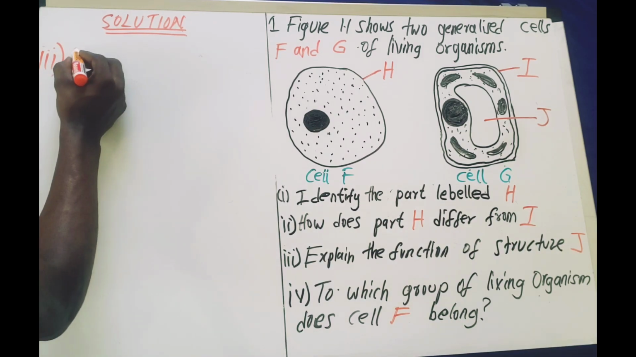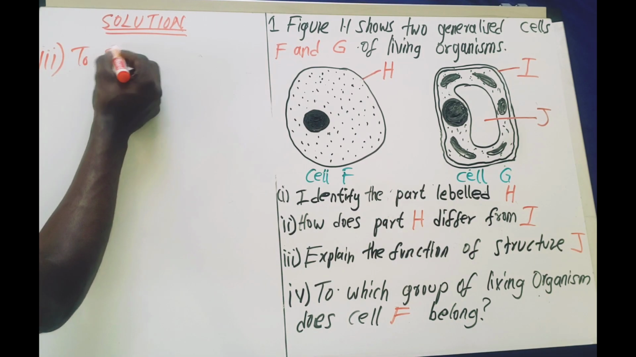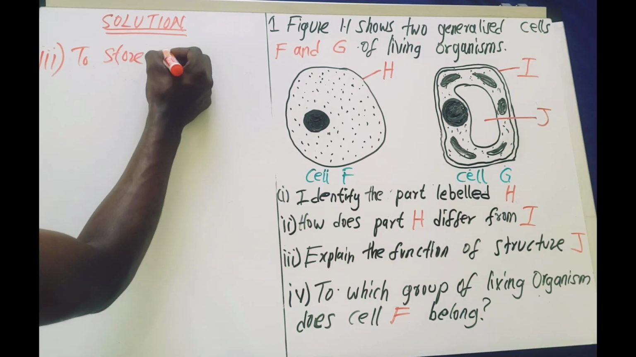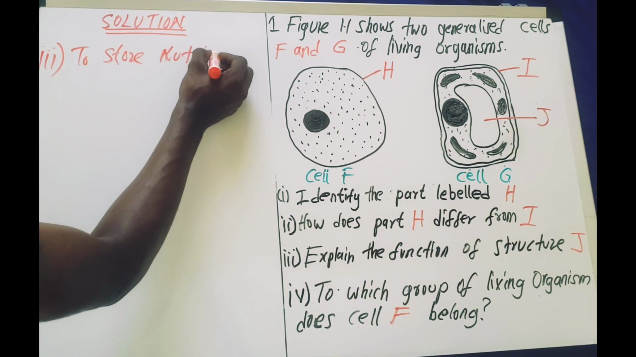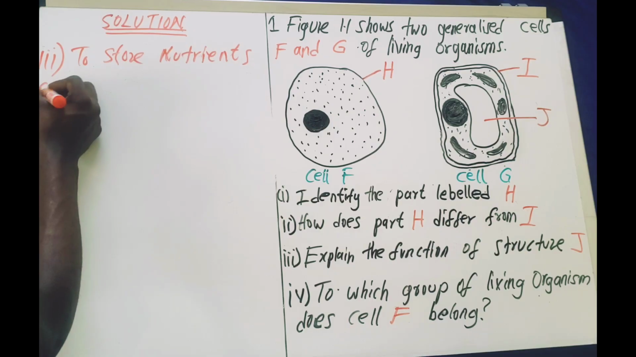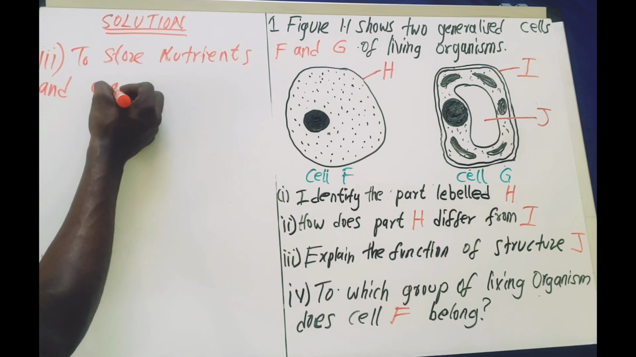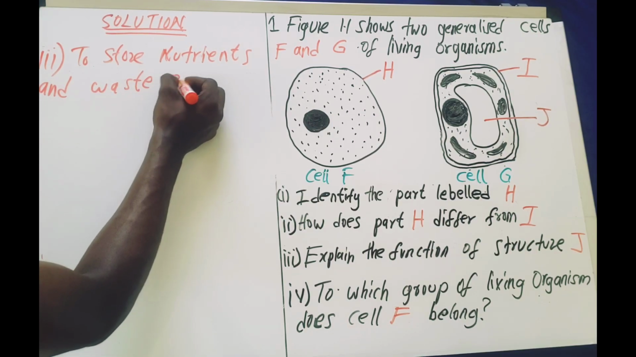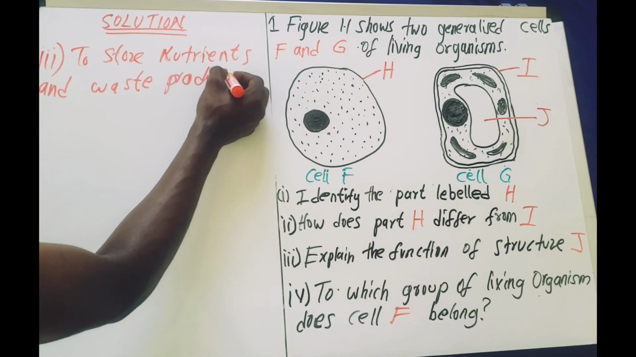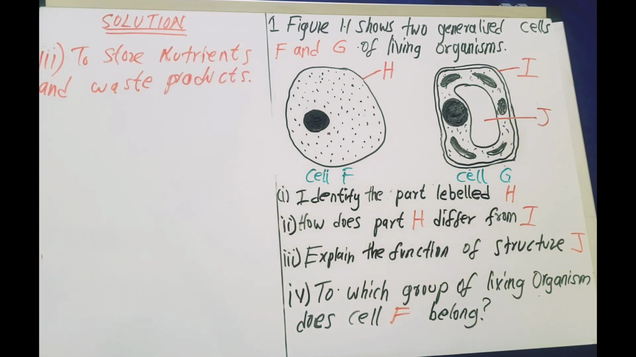So the function is to do what? To store nutrients and waste products. That's the function of structure J.